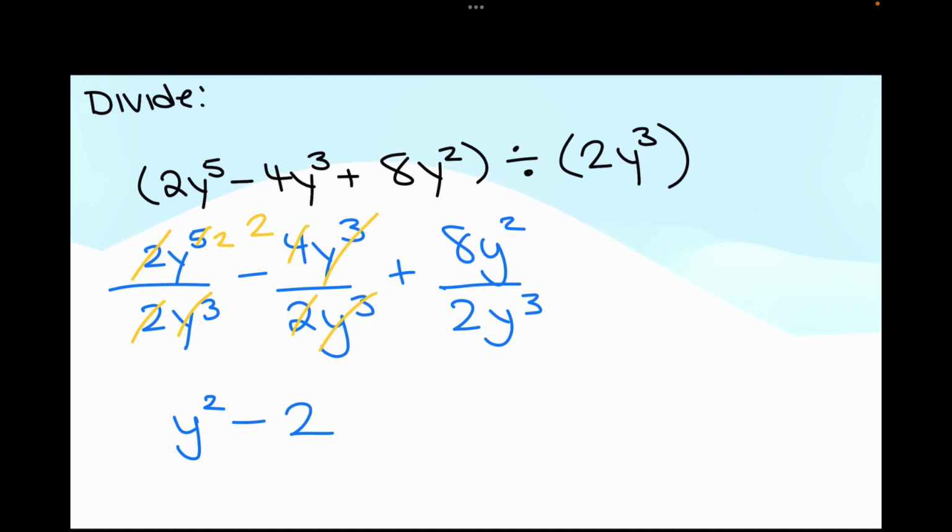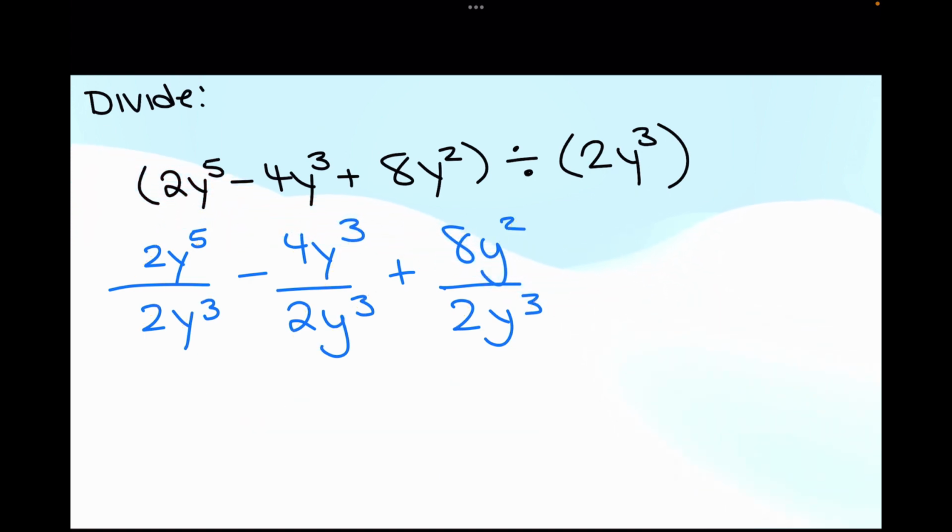Second term, 4 divided by 2 is 2, and the y's go away. Y to the third divided by y to the third is just 1. And finally, the third term, 8 divided by 2 is 4. And now we have a y squared divided by y to the third. So you can cancel y squared out of the top, and then if you take a y squared out of the bottom, you take 2 away from 3, you're left with a y to the 1 on the bottom. And so I'm just going to leave that last term as 4 divided by y.